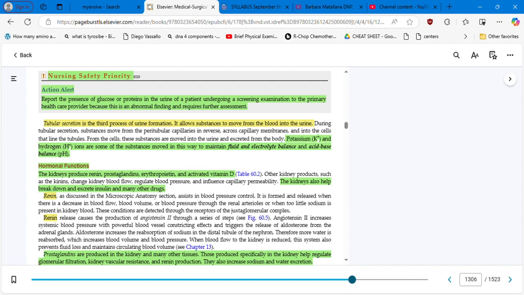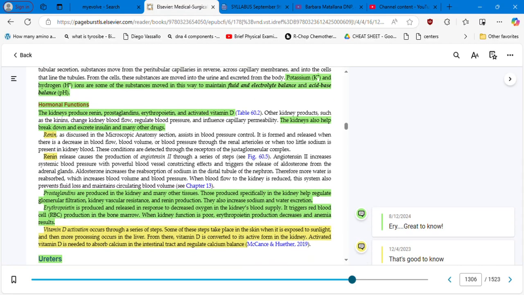Okay, tubular secretion is the third process of urine formation. We spoke already about two different processes, and this one allows substances to move from the blood into the urine. Here we have potassium and hydrogen ions, which are some of the substances moved in this way to maintain fluid and electrolyte balance and acid-base balance.